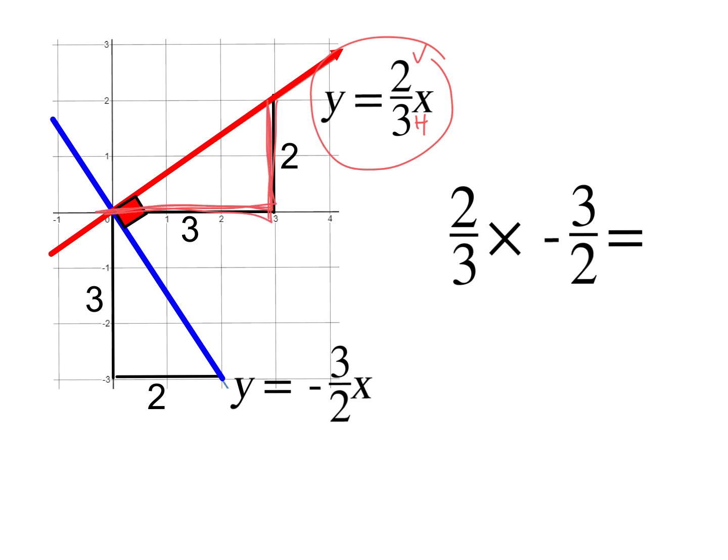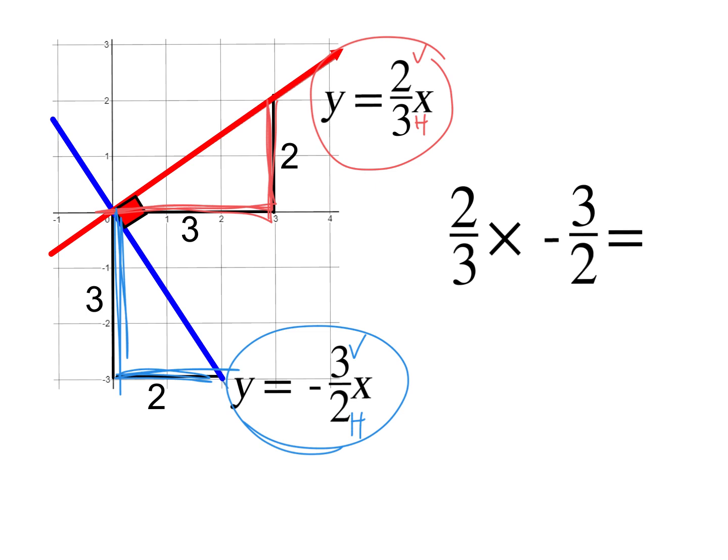Now I've then drawn on my blue line. My blue line has the equation y equals -3/2 x. And it is at right angles. You can clearly see that from the diagram. It's at right angles to that one. But notice this time when I'm doing my vertical over horizontal, my vertical is 3 boxes, my horizontal is 2. So there's my vertical and horizontal.